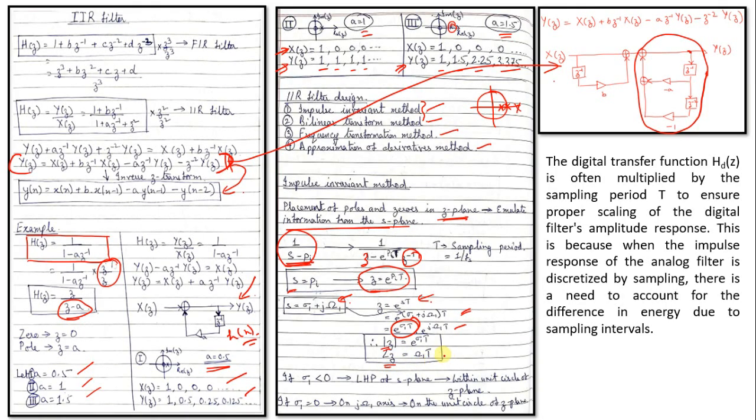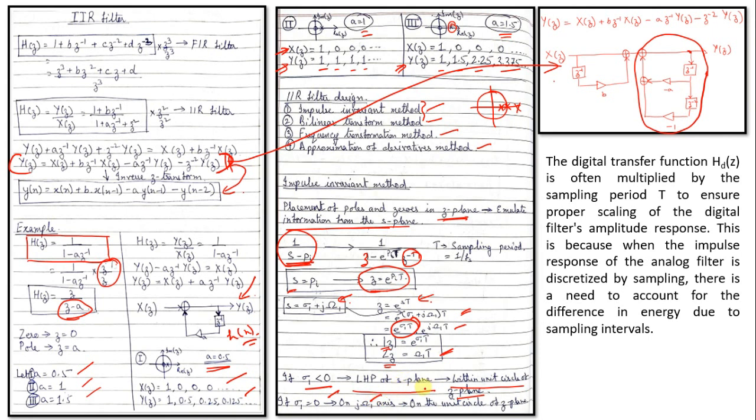Now if sigma 1 is less than 0, that is, we are in the left hand side of the plane, so it would be within the unit circle of the z plane. Similarly, when sigma 1 is equal to 0, we are on the frequency axis in the s plane.